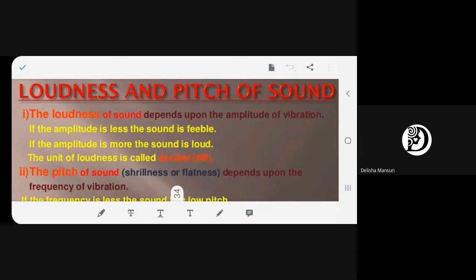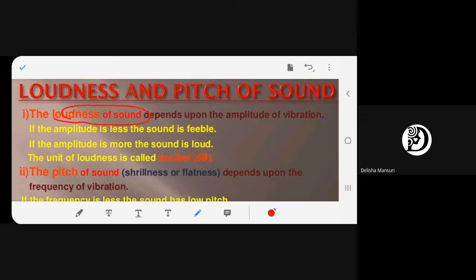Let's check it out. Read. The loudness of sound depends upon the amplitude of vibration. If the amplitude is less, the sound is feeble. If the amplitude is more, the sound is loud. The unit of loudness is called decibel, dB. Okay. Now let's talk about the loudness of sound.